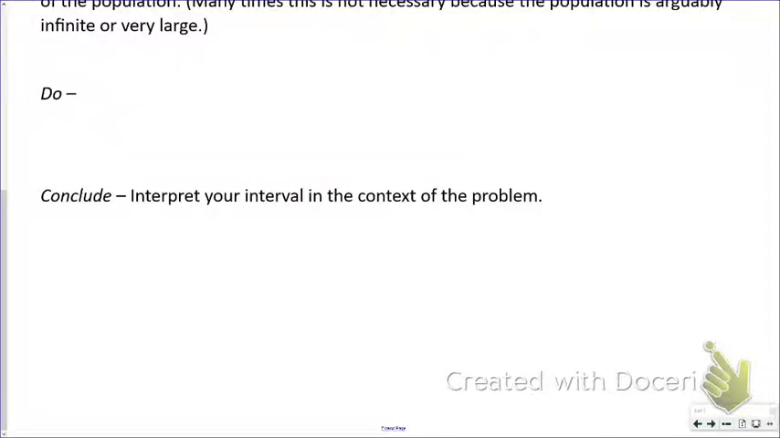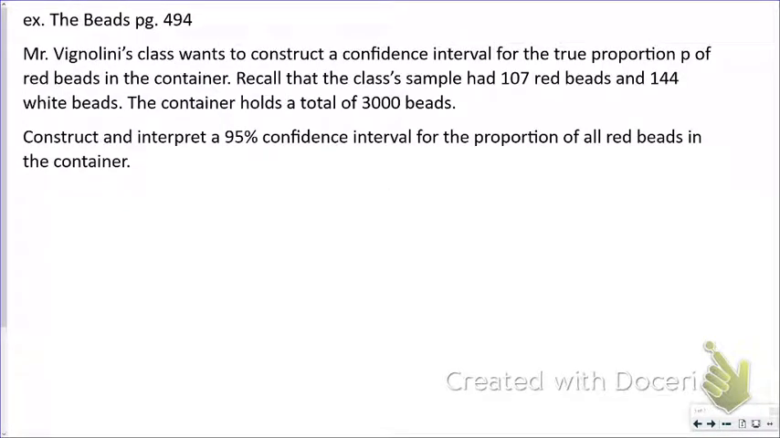All right, let's try a full problem. Let's give this a try. So there was a problem in the textbook that talked about beads in a container. Mr. Vignoli's class, they have a container. And there are some red beads and white beads in there. They need us to take a sample, or they already took a sample, construct and interpret the true proportion of red beads in the container. So before we get all formal, notice this is our total. That's capital N.